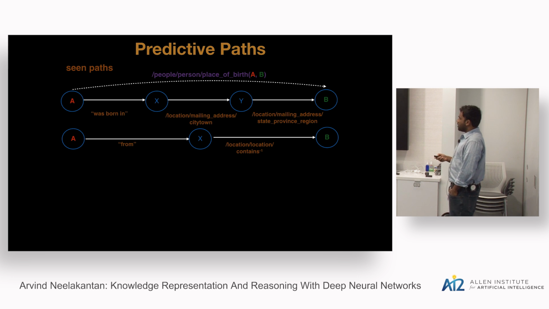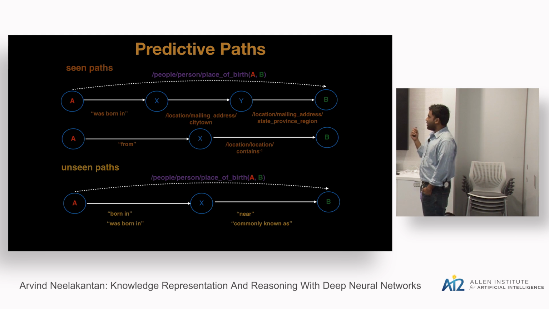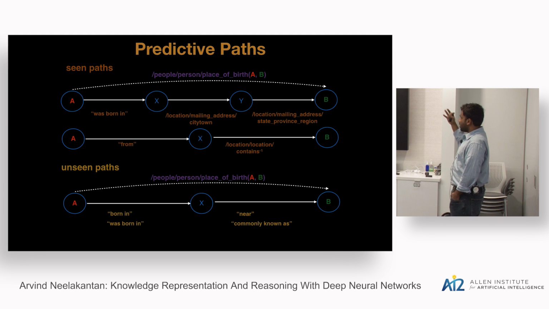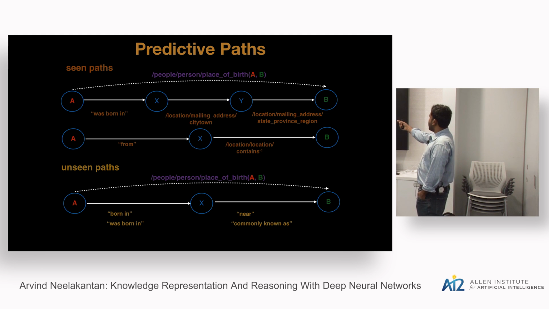Okay, here I want to show some eye candy. These are paths that are predictive of the relation that the model has picked up. The first half is paths that are seen during training, so these are paths that the symbolic systems could also have picked up because they can perform reasoning on them. But what is cool is that the model can also perform reasoning on these unseen paths. This is for predicting the relation place of birth between entities A and B.